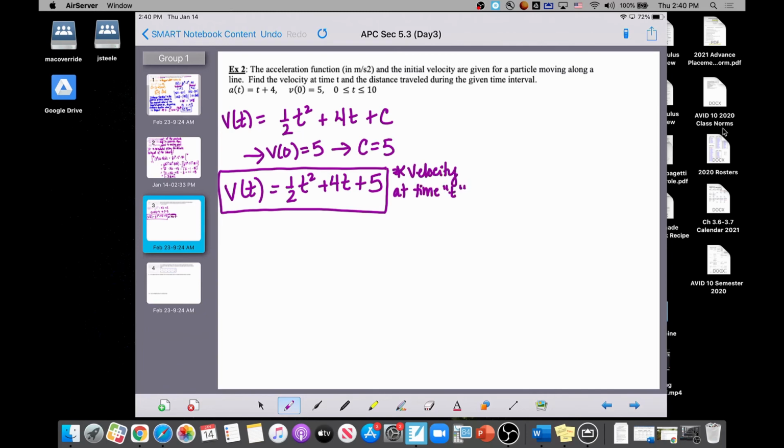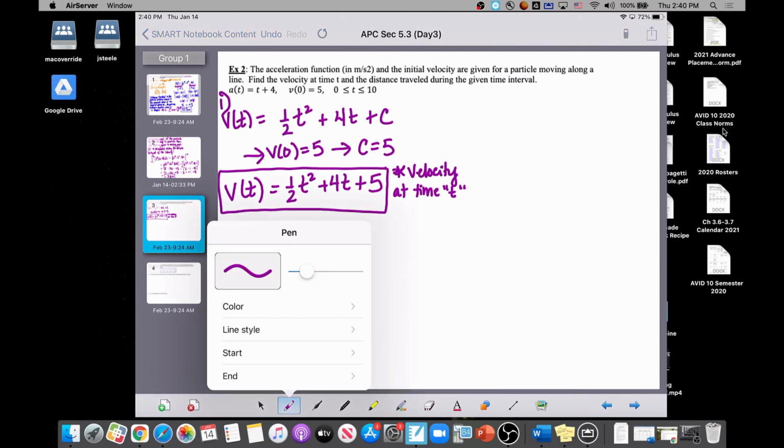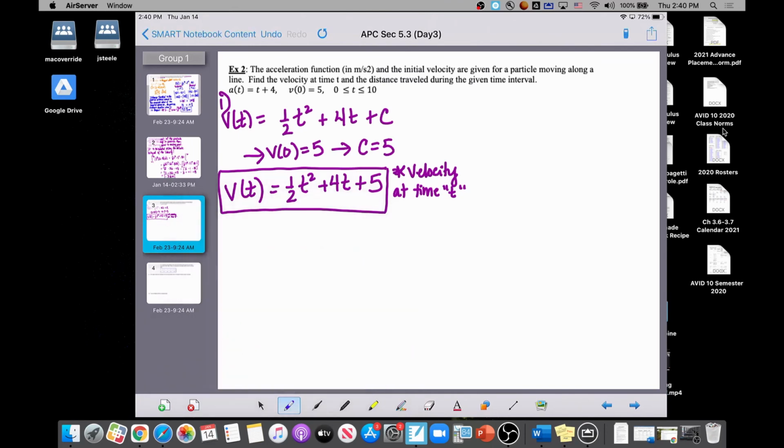Okay, so now our second step, this was our first step. Our second step in this problem is going to be to find our position function. And of course, now that we have our velocity function, we're able to find our position function because it would be the antiderivative of velocity. So our position function, we will call this our S of t, is going to be equal to, now I have to integrate each term.